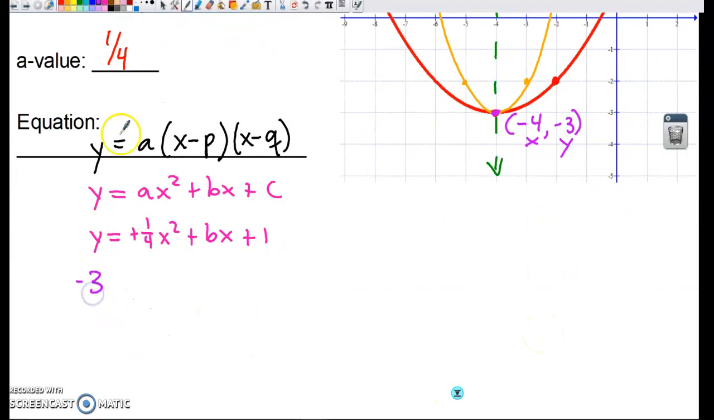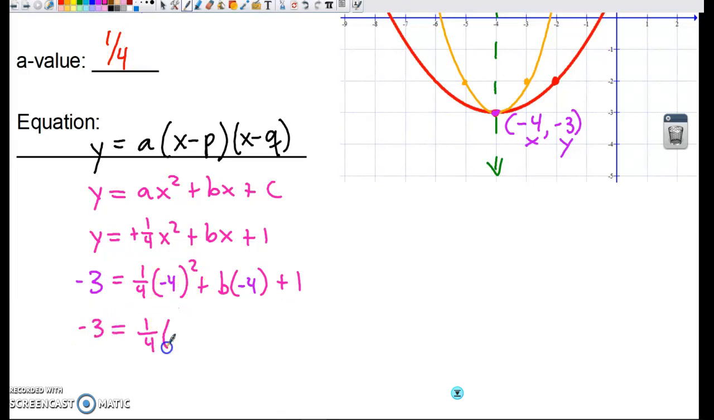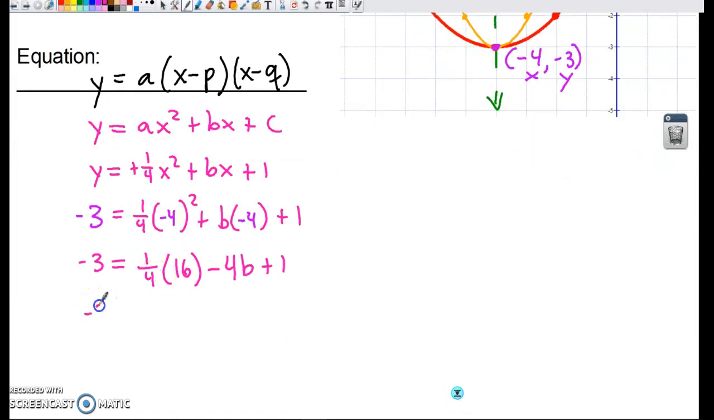Y is -3 equals 1/4 times, now I'm going to plug in x, so -4 squared plus b times -4 plus 1. Okay, let's do some simplifying. I have to do the squaring first. -3 equals, -4 squared is 16. I have 1/4 times 16, then minus 4b plus 1. I'm going to multiply again. 1/4 of 16 is 4, minus 4b plus 1.